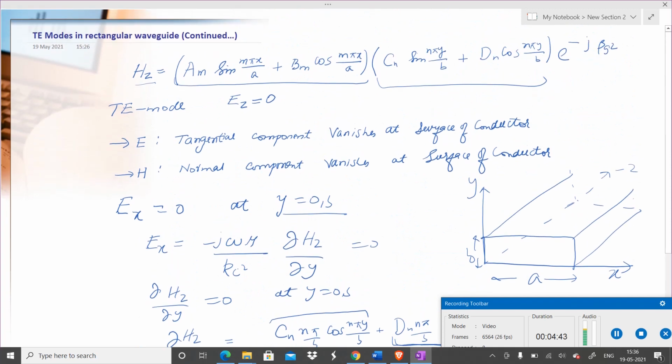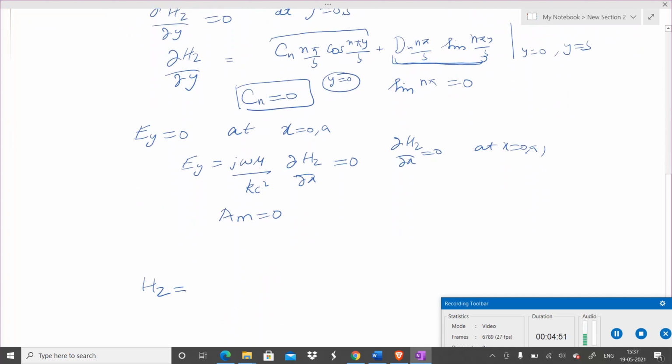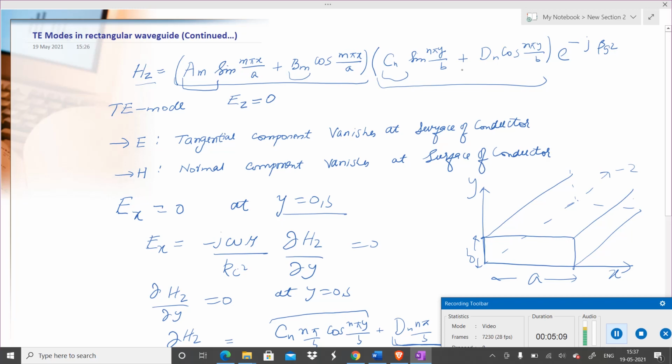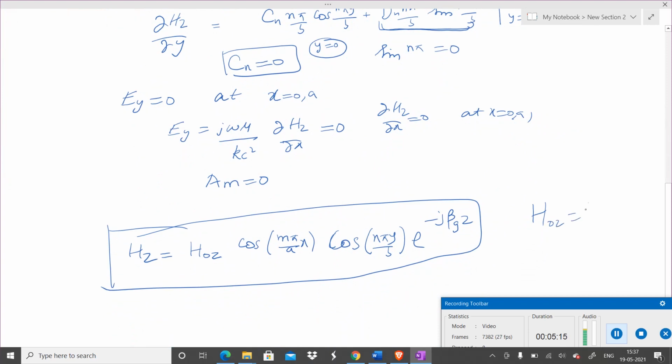So you go back to this equation, the constant Am is 0, the constant Cn is 0, hence the wave equation gets simplified as Hz is equal to some constant H0z cos of m pi x by a, and here is the simplified form where H0z is a constant. Definitely what this constant will be, it will be the product of Bm and Dn, which is well known. So H0z is the product of these two, a constant amplitude.